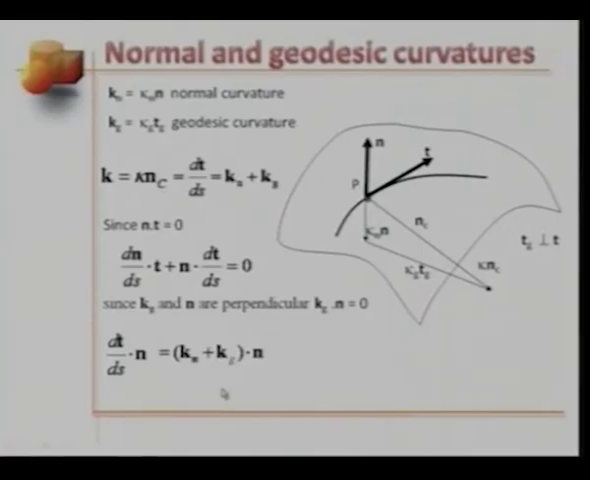Okay, we expand this result here. So we have k sub n dotted with n plus k sub g dotted with n, and because of the construction, because this angle is 90 degrees, kg dotted with n is 0, so we are left with k sub n dotted with n. We substitute for k sub n as kappa n times n dotted with n, which is equal to kappa n, the scalar.